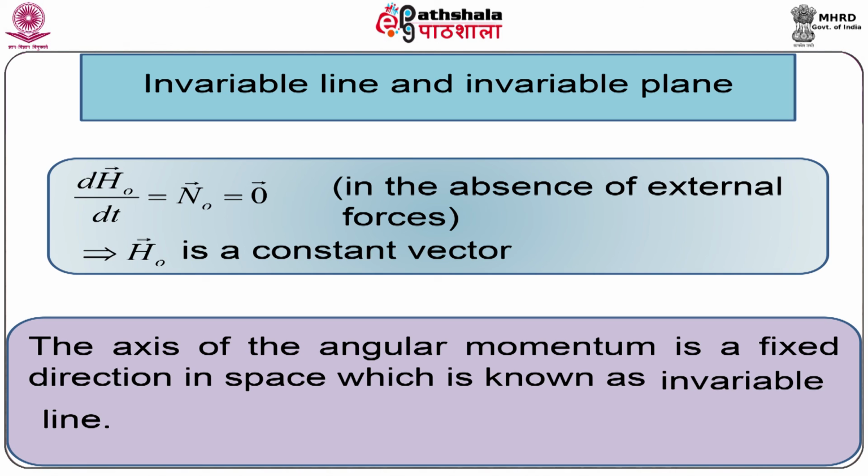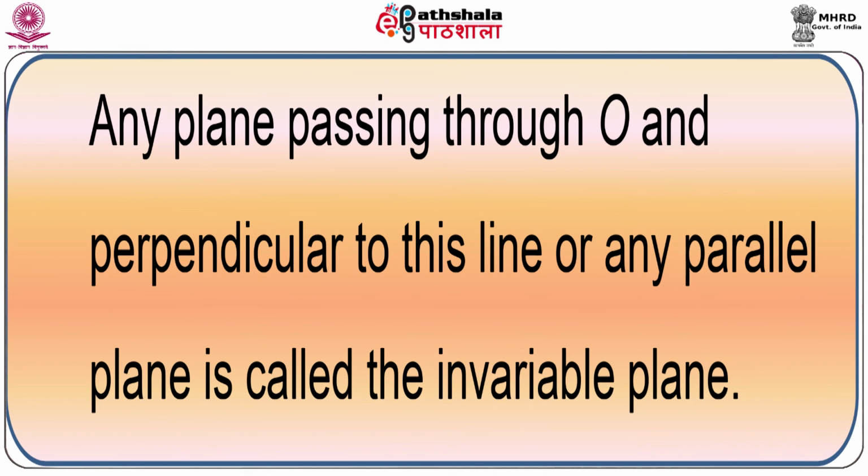That is, the magnitude as well as the direction of the angular momentum vector remain constant in space, that is, the axis of the angular momentum is a fixed direction in space. This fixed direction is called the invariable line, the axis of the angular momentum. This is the invariable line. Any plane passing through O and perpendicular to this line or any parallel plane is called the invariable plane.